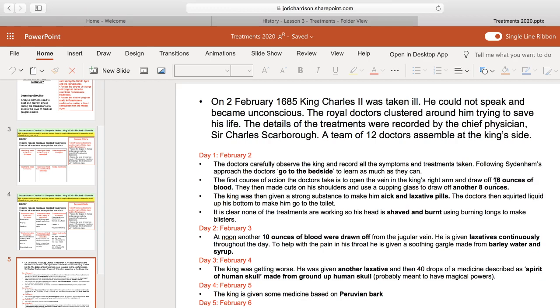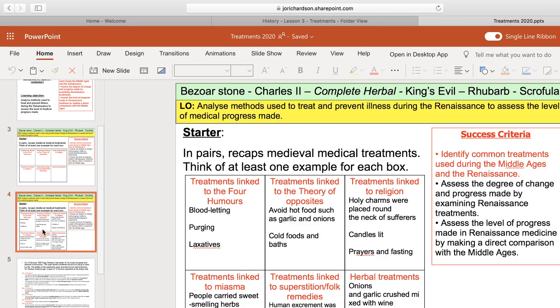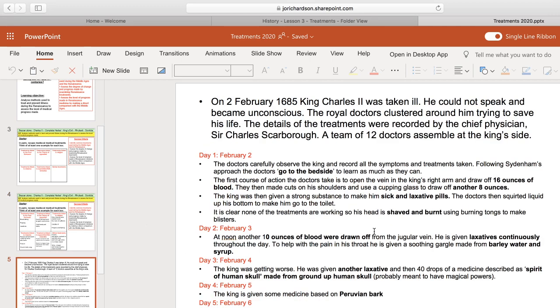So over here, it says draw off 16 ounces of blood and then cupping glass to draw off another 8 ounces. So that is taking blood from King Charles, and they use that as a treatment. Now, if you think back to what you said was medical treatments in the Middle Ages, that definitely sounds a lot like bloodletting. So the fact that blood was being taken from King Charles as a form of treatment, already we know that bloodletting continued.